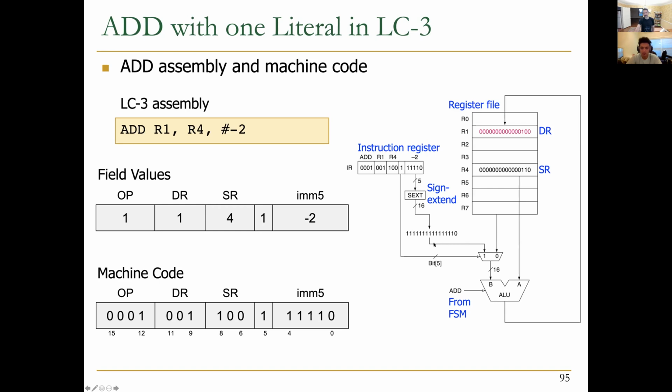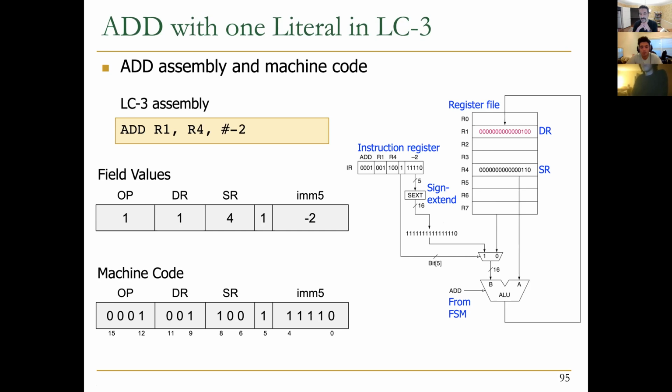And then here you have a mux to tell which one of the inputs you want to select, whether the other input should come from the register file or from some other data path, right? So in this case, this is coming from immediate.